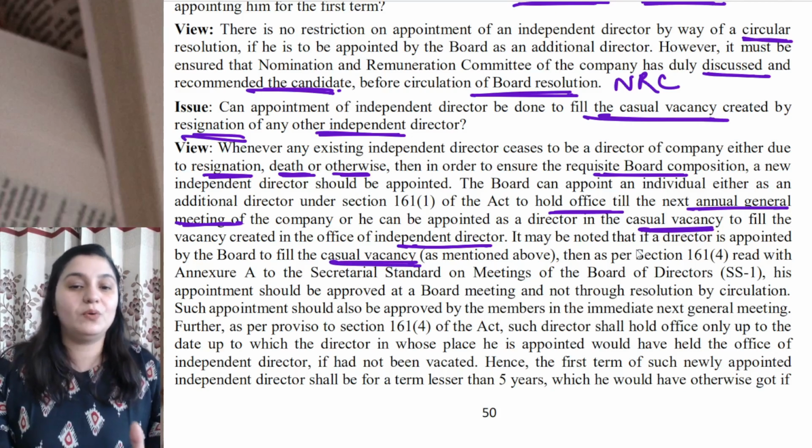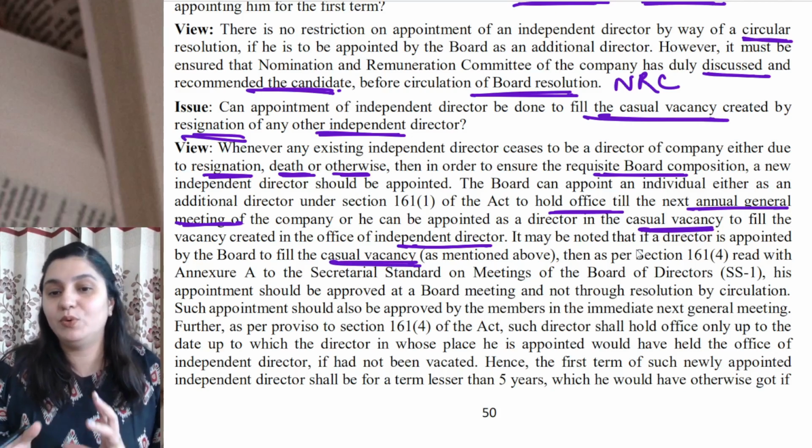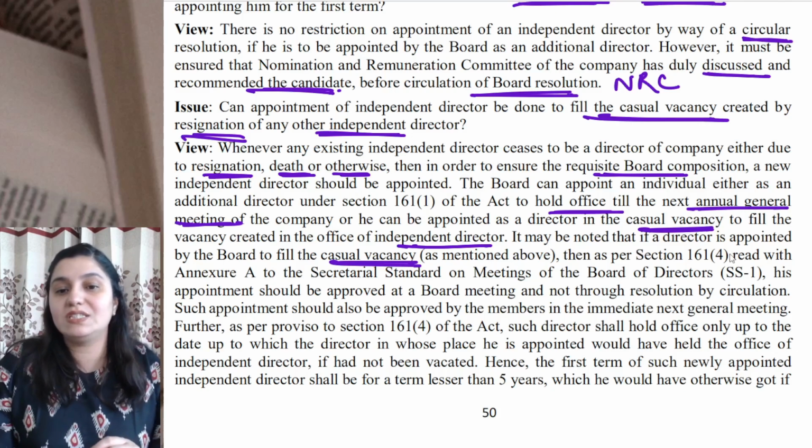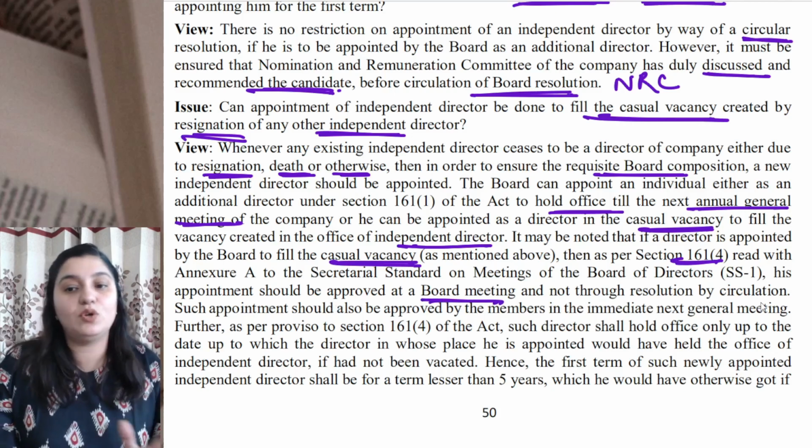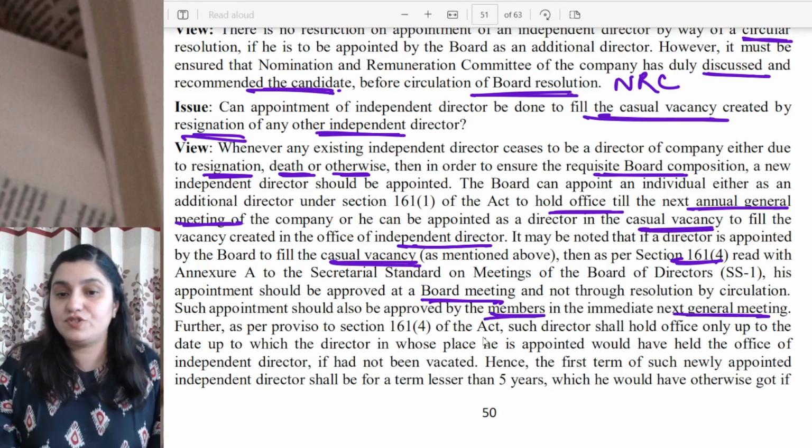So it may be noted that if a director is appointed by the board to fill the casual vacancy, then as we say in 161(4) read with the secretarial standard, his appointment should be approved at the board meeting and not through a resolution by circulation. Such appointment should also be approved by members in the immediate next general meeting.